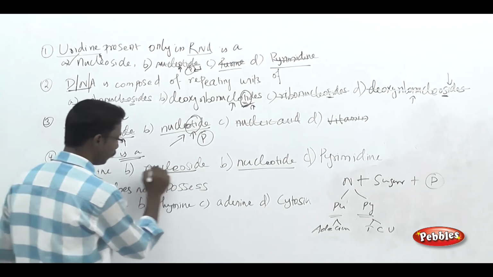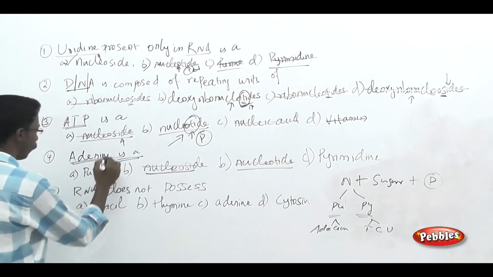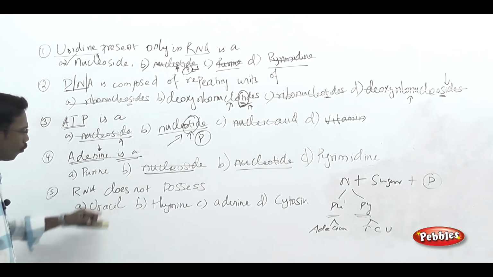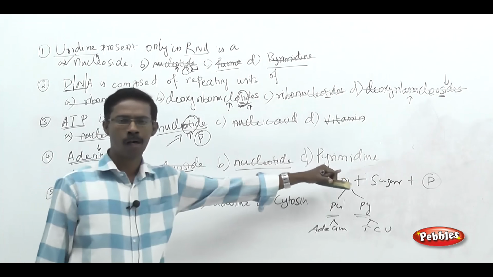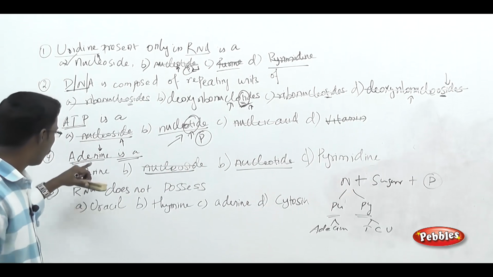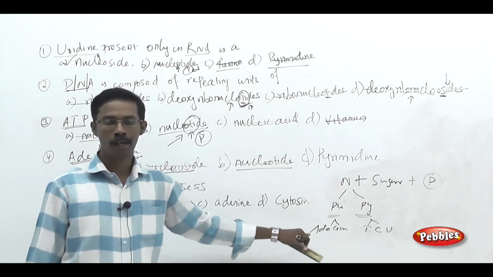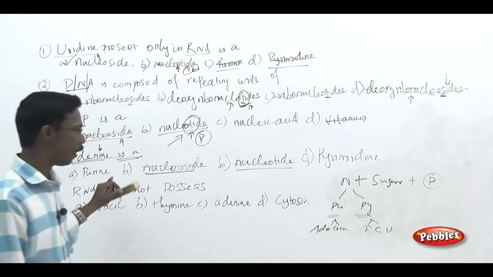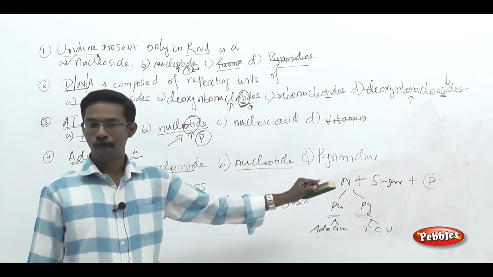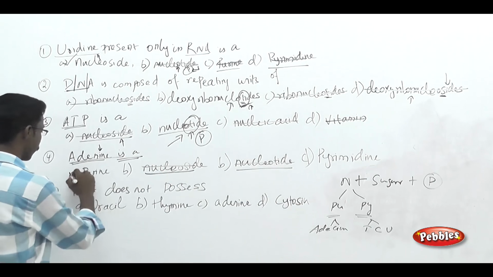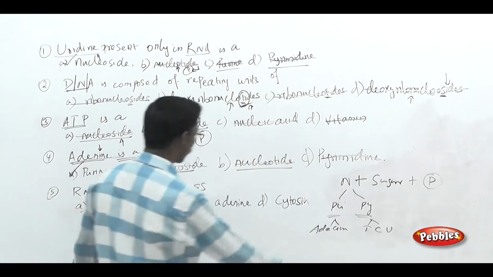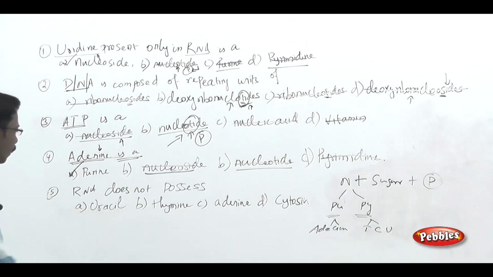Now you can eliminate these two because the given term for you is adenine. So you have to choose whether it is a purine or pyrimidine. We all know adenine belongs to purines along with guanine. Adenine and guanine are purines. Thymine, cytosine and uracil are pyrimidines. So the answer is purine. Okay. See the next question.